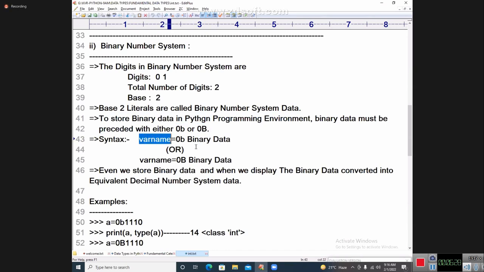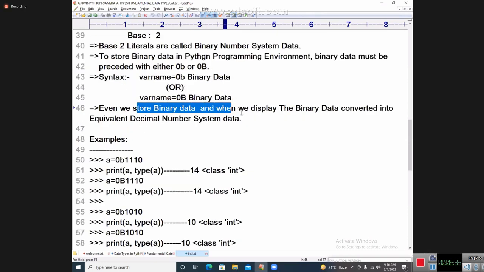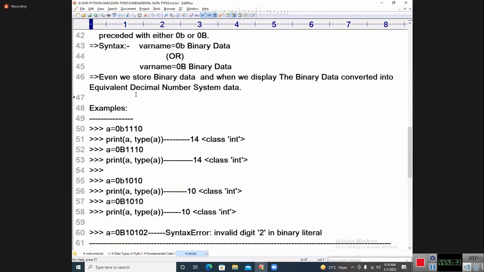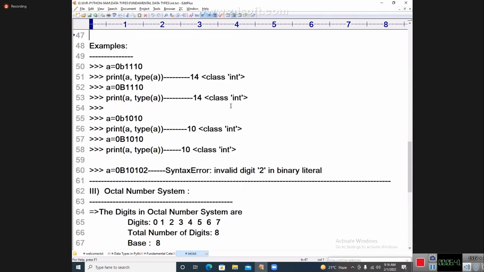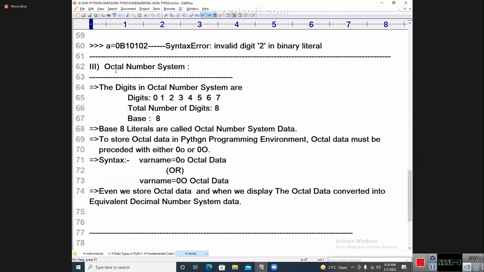A variable name is equal to 0b binary data, 0 capital B binary data. This is a value representation. When we store the binary data, we display the data in the form of the decimal number system only. The octal number system also, today we are going to see its conversion.